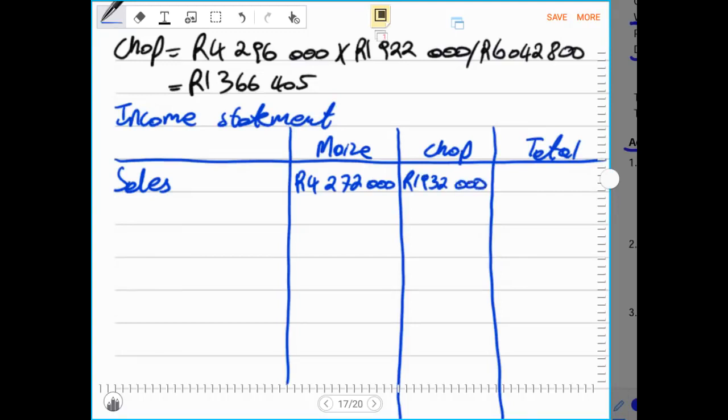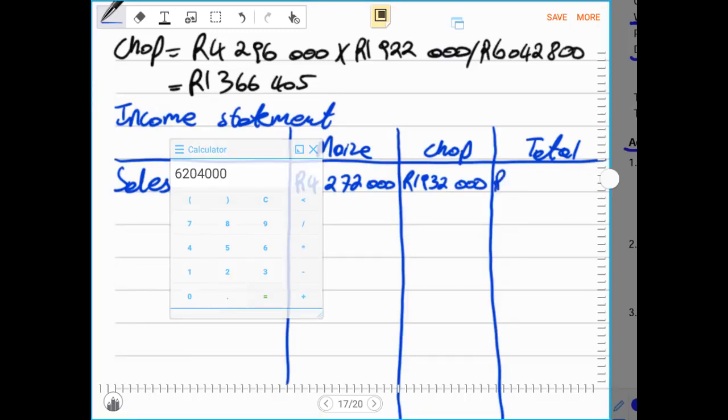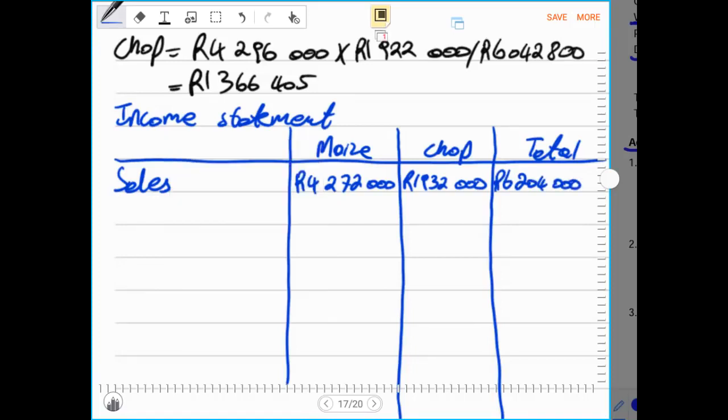1,932,000 rands. So our total will be 1,932,000 plus 4,272,000, and this gives us a total of 6,204,000. 6,204,000 rands. Then after, we have to less our variable cost.